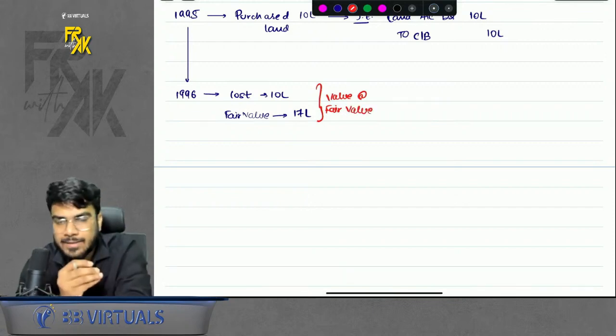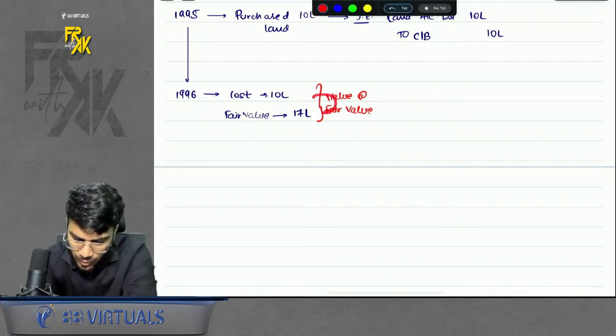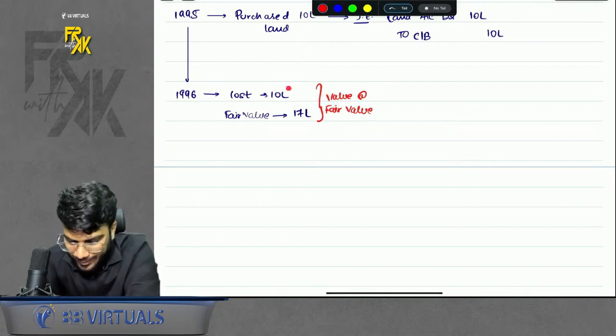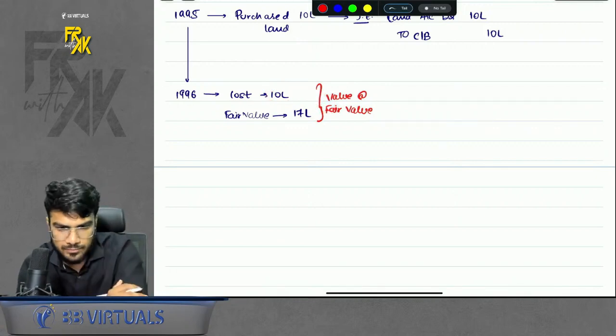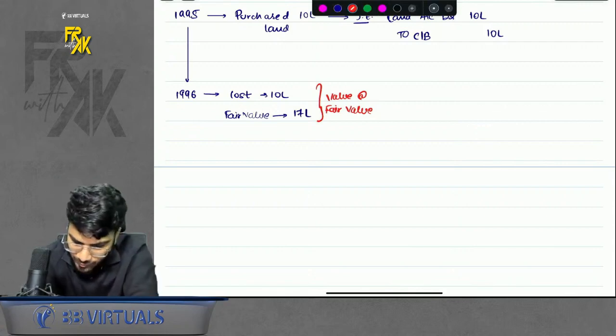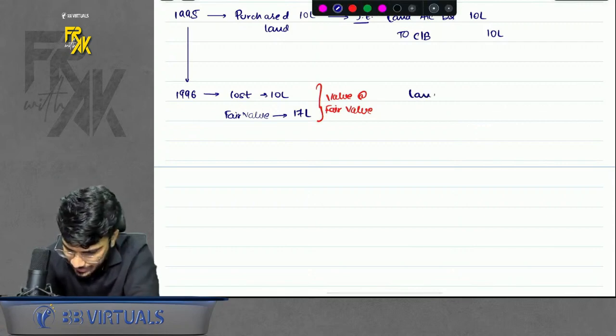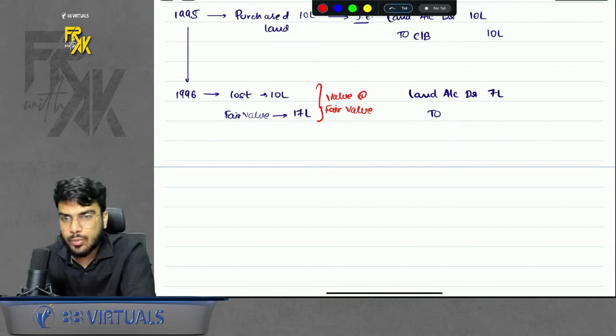Now tell me what will be the entry for this. We have to increase the value of land from 10 lakhs to 17 lakhs. What entry should we pass as per you? We will have to increase the value of land, right? Perfect answer. So we will debit land. So we will say land account debit, 7 lakhs.